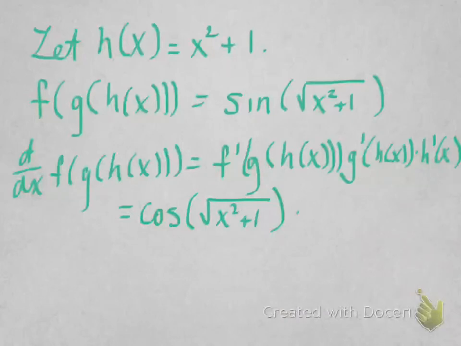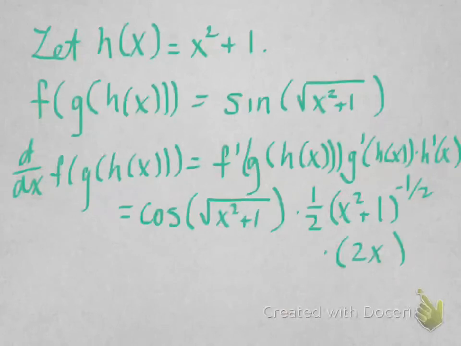That first piece, the derivative of the far outside, the derivative of sine, is cosine evaluated at g of h of x, which is square root of x squared plus 1, times g prime evaluated at h of x, so 1/2 x squared plus 1 to the negative 1/2, times the derivative of h, which is 2x. As long as I start from the outside and leave the insides alone, I can differentiate as many function compositions as I want to. And believe me, we will get practice doing that in class.